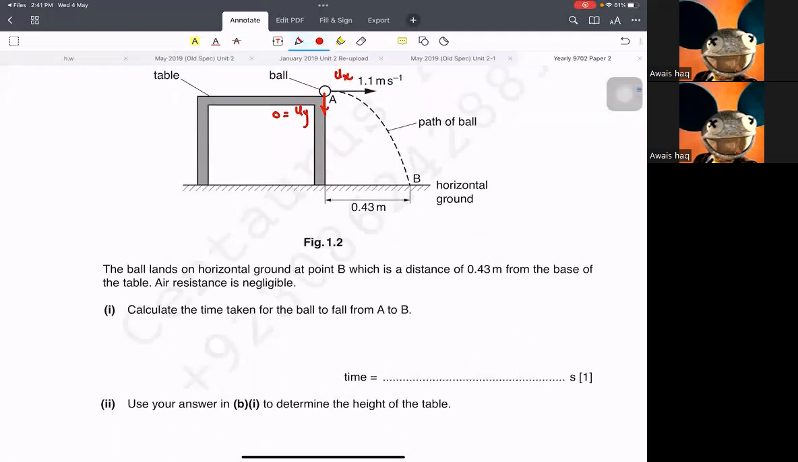Now going ahead, it says lands on this, calculate the time taken, fine. So for horizontal, we use SUVAT only. So displacement is 0.43 and velocity is 1.1 meters per second and time is what we need. So v is equal to displacement over time. So time would be 0.43 divided by 1.1.